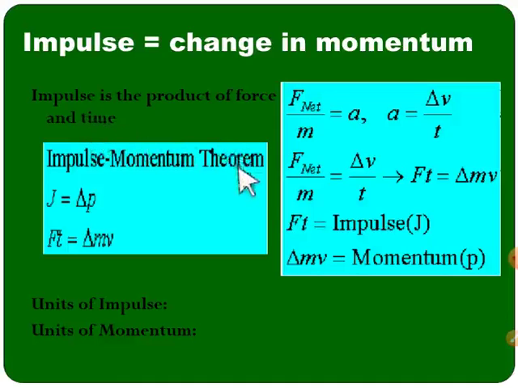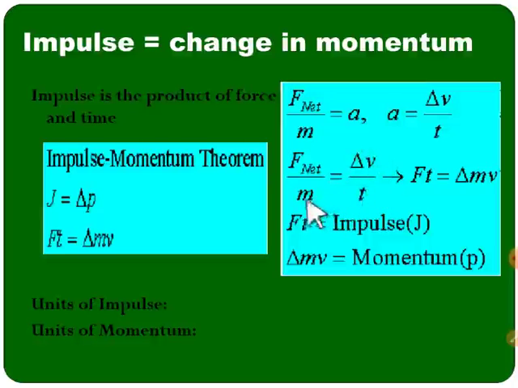So this is Newton's second law of motion. External force is equal to mass into acceleration. Acceleration means what? Rate of change of velocity. So delta v is the change in velocity, and t is the time duration or time taken. So this external force or net force divided by mass will be equal to the rate of change of velocity, which is nothing but acceleration.